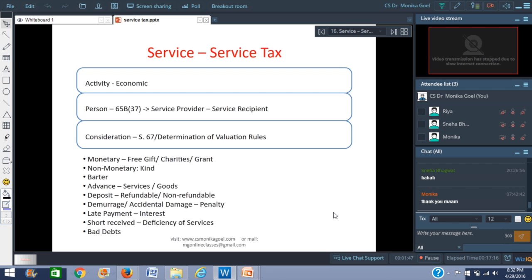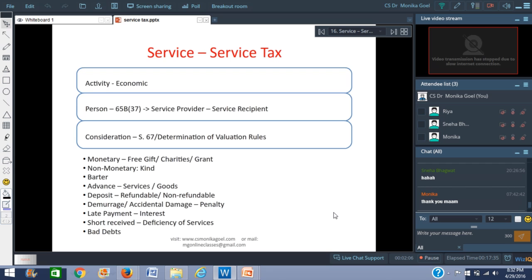But when it is a late payment, now late payment here is like, interest is charged on the late or delayed payment. So this is interest. Why is it charged? Because the payment is delayed for the service. So on the interest amount, again service tax is chargeable.